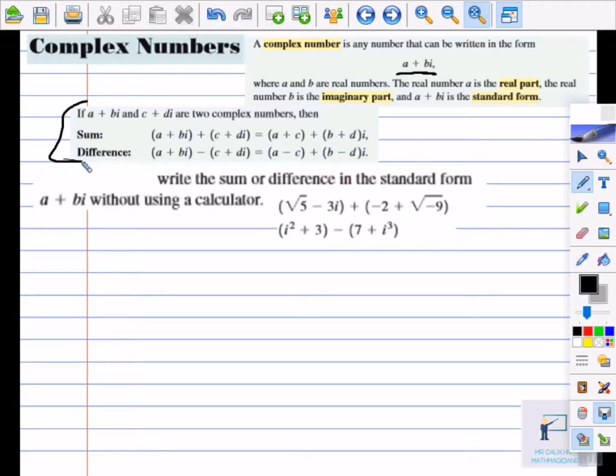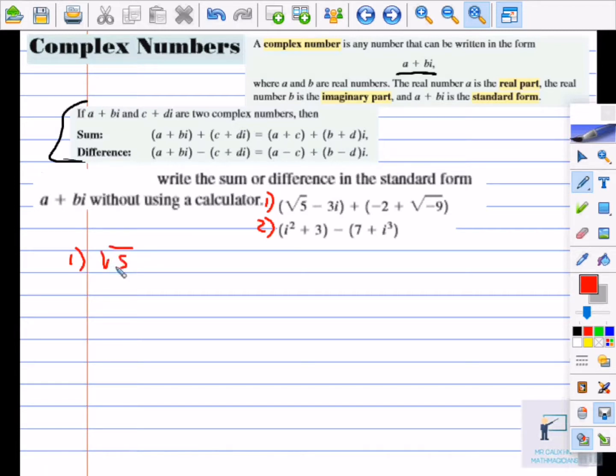The first type of exercise says, write the sum or difference in the standard form, a plus bi, without using a calculator. I'm going to number these two exercises as number 1 and number 2. For number 1, I'm going to eliminate my parentheses. Since it's an addition or a sum, I don't have to change any sign. I'm just going to continue with the signs that they have.